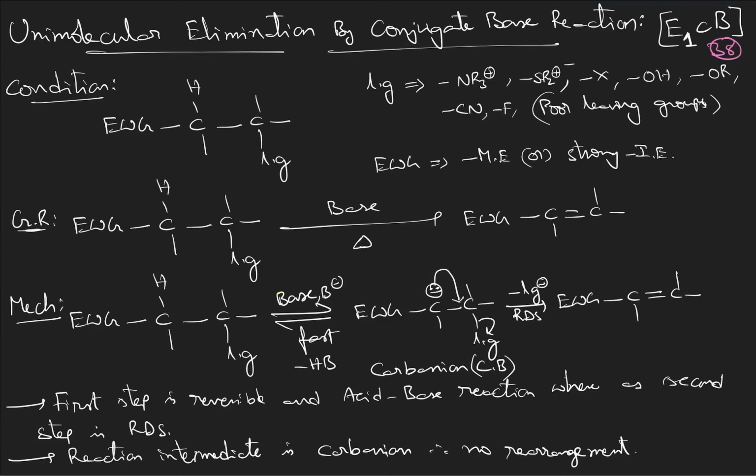Unimolecular elimination reactions through conjugate base formation. In short, the E1CB reaction, a very special type of elimination reaction. If you remember, you have already done this reaction in the aldol condensation reaction. In aldol condensation, two steps are there: formation of aldol, and then from the aldol, removal of a water molecule to get the alpha beta unsaturated carbonyl compound. That second step, dehydration, follows this E1CB mechanism.